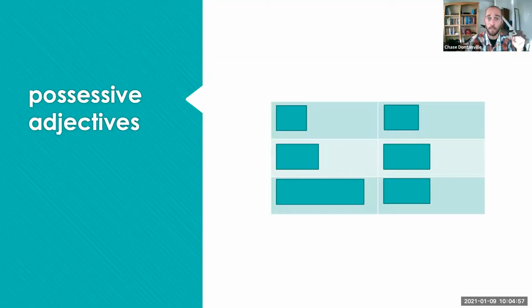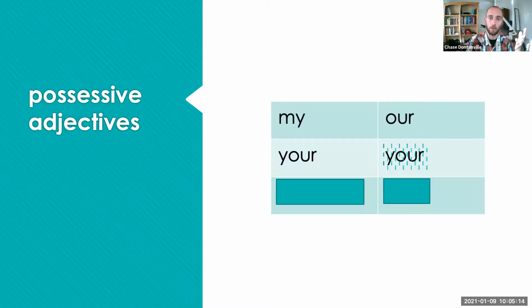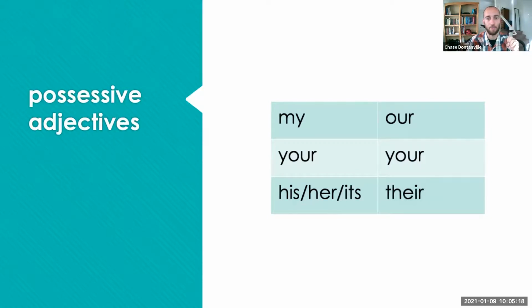So what are the possessive adjectives? Remember, subject: I, we, you, he, she, it, they. Object pronouns: me, us, you, him, her, it, them. Possessive adjectives: my, our, your, his, her, its, and their. For example, my car, our car, your car, his car, her car, its car, their car.